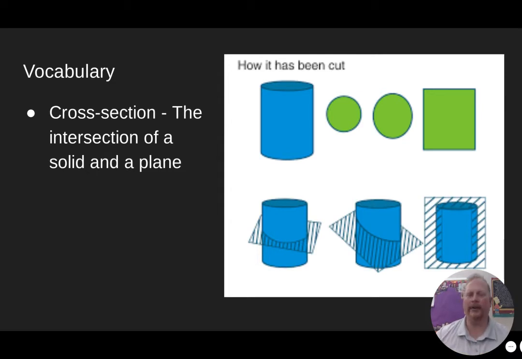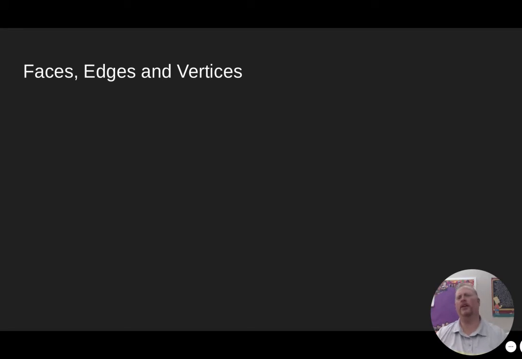Now this is an interesting diagram because it's the same shape, a cylinder, but you can cut it different ways and get different cross-sections. In this first one, where you cut the cylinder pretty much horizontally, you get a circle. If you cut it diagonally, you get an oval. However, if you slice it vertically, you get a rectangle. So the direction in which you're slicing the object does make a difference as to what the cross-section is.